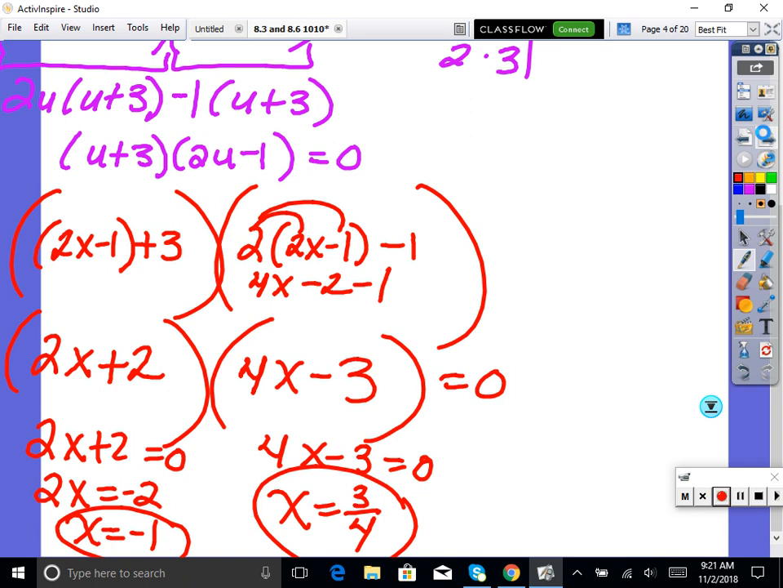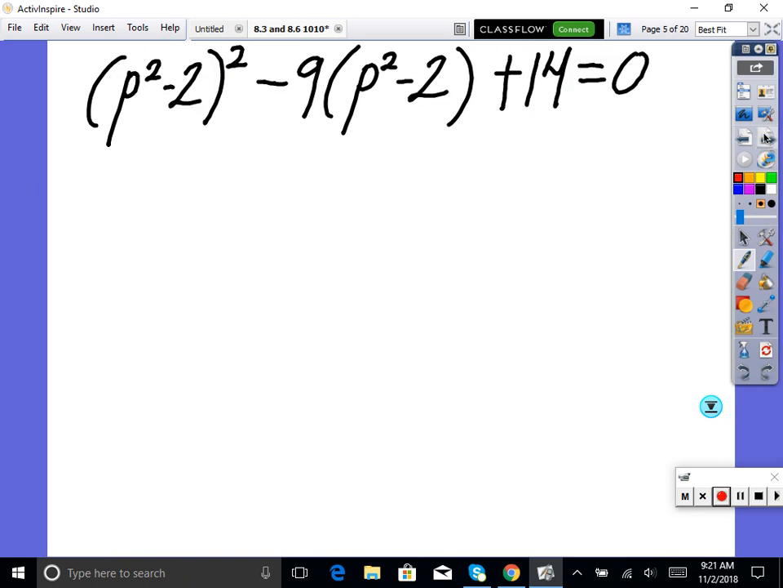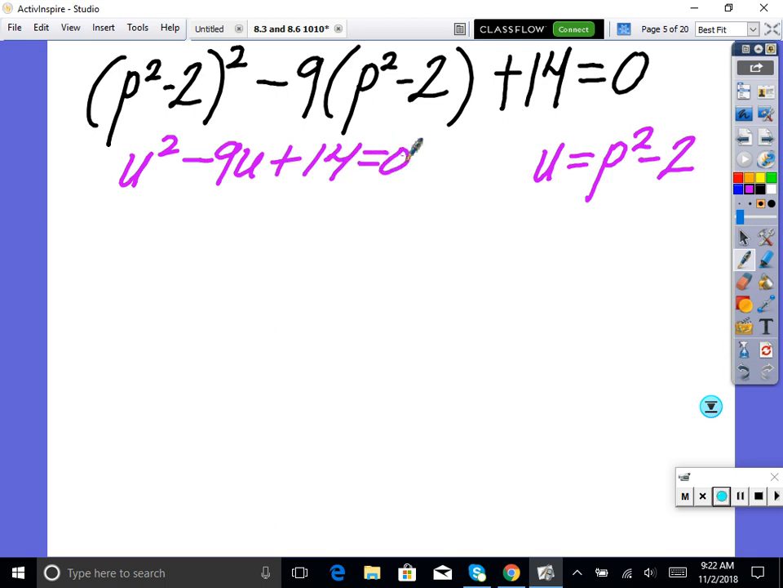Do another one kind of similar. Okay. Once again, these are pretty straightforward, so you're probably just able to watch. What would be my u substitution here? Yeah, p squared minus 2. So watching, we have u squared minus 9u plus 14 equals 0. We'll multiply to be 14 and add up to be negative 9. 7 times 2, negative, negative.